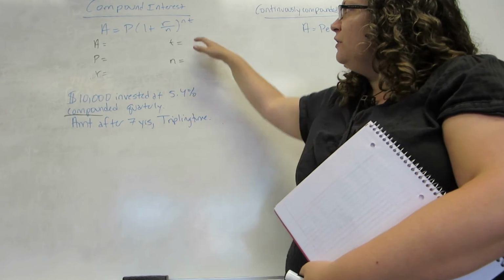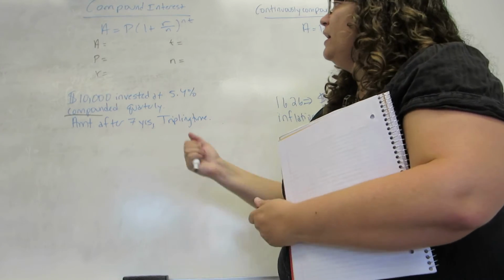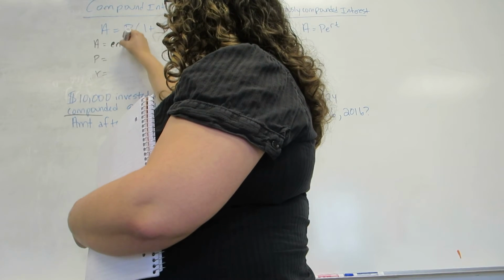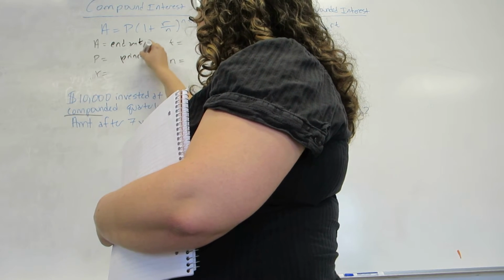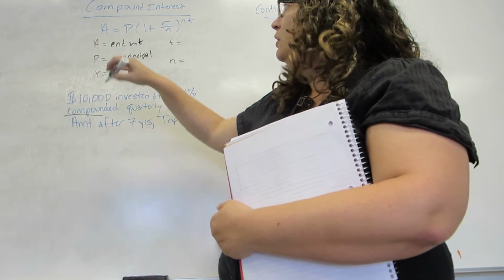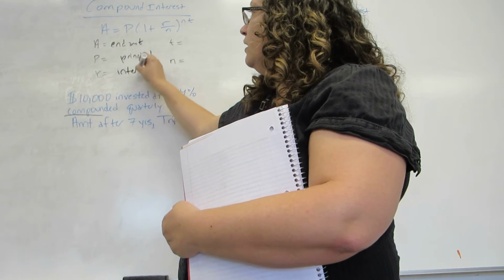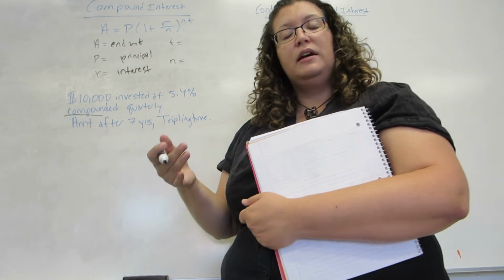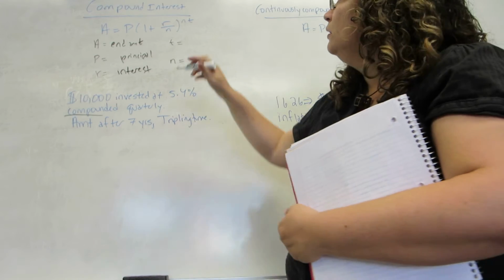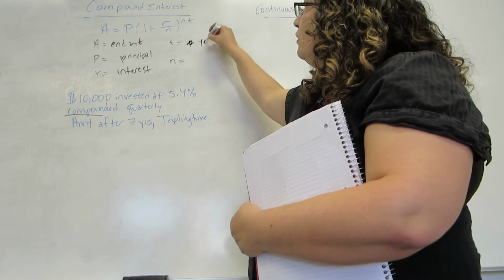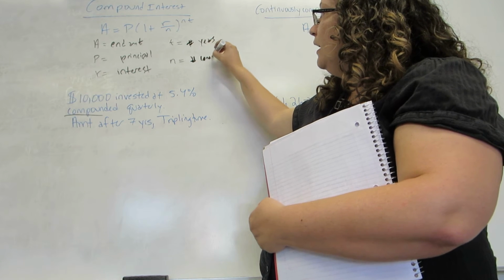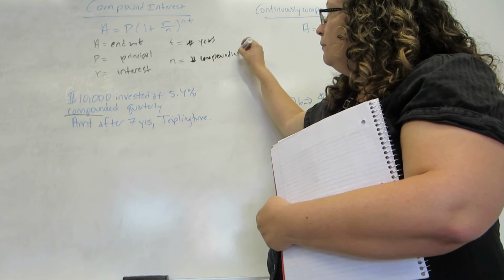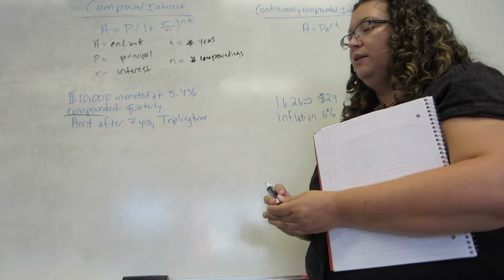So the formula for this is given here, where A is the ending amount, P is what we call the principal, which means the beginning amount, R is the interest rate, always translated to decimal instead of percentage form, T is the number of years, and N is the number of compoundings per year. So let's look at an actual example.